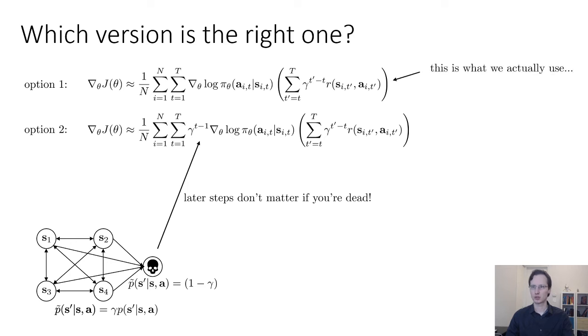The version that we actually usually use is option 1. Why is that? Well, take a moment to think about that. Why would we prefer to use option 1 instead of option 2?